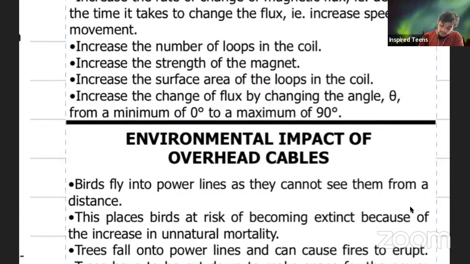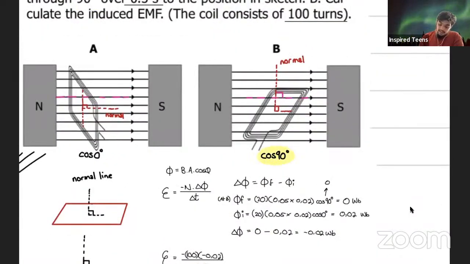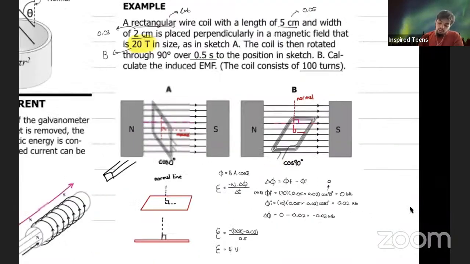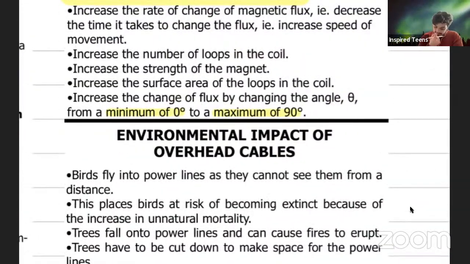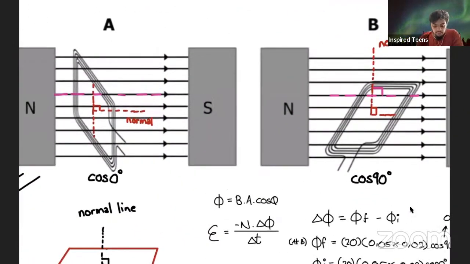Change the flux by changing the angle from a minimum of 0. I'll explain why they have minimum as 0 and maximum as 90. We obviously have a minimum at 90, but the angle they're talking about, which I think is slightly incorrect, they shouldn't be talking about theta. Sometimes people refer to it as 90 because they're actually talking about the direction of the coil. Here the coil is upright.